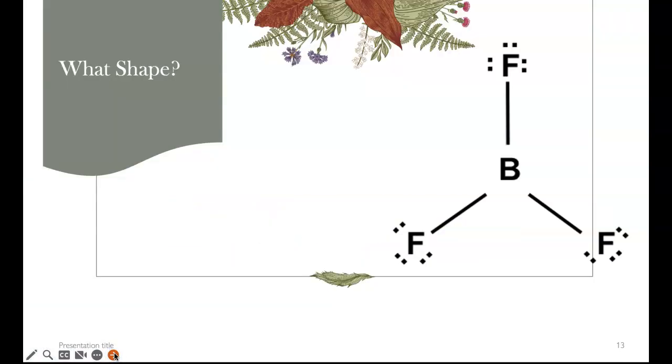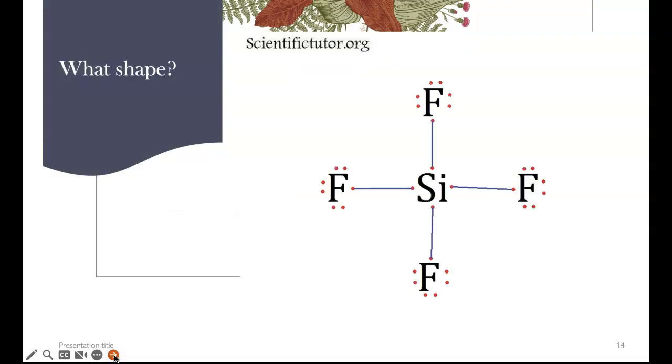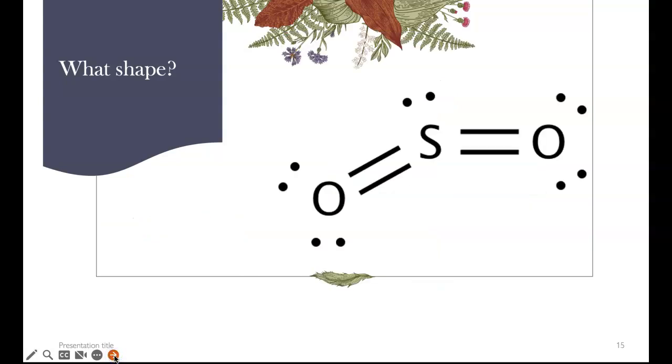Then molecular shapes and polarity. So what shape would this molecule be? Hopefully you're thinking this molecule, this boron trifluoride, is trigonal planar. And here we go. How about silicon tetrafluoride? Hopefully you were thinking that's tetrahedral. And this one, this silicon dioxide, bent, if it exists like this, and there's other different ways that it can exist.